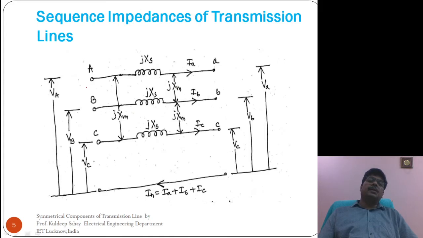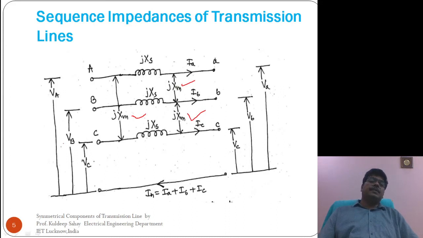And the current flowing in each of the lines is, say, IA for phase A, IB for phase B, IC for phase C. As we have assumed that the line is fully transposed, the mutual inductance between each line will be the same, means Xm. So between phase A and phase B, it is jXm. Between phase B and phase C, jXm, while between phase C and A is jXm.